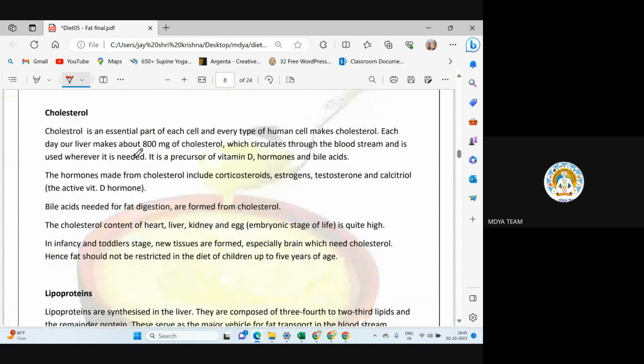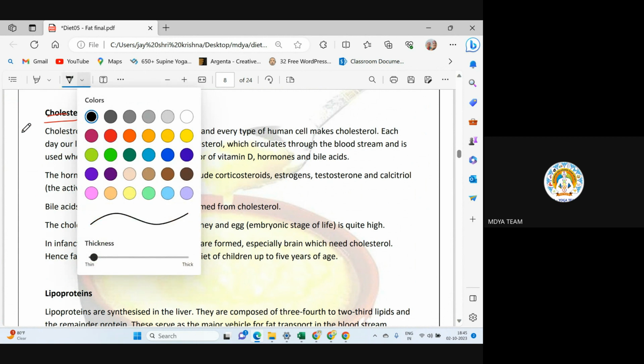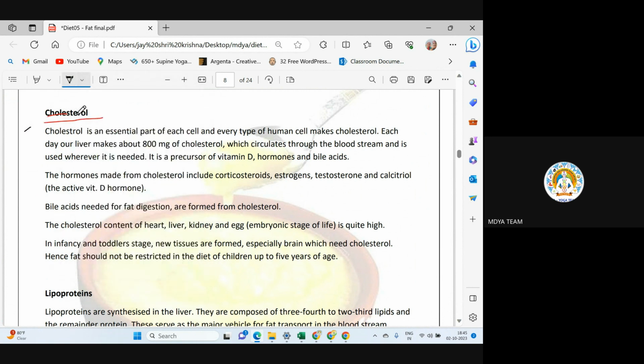Okay, next is cholesterol. We have all heard of cholesterol, and it is always taken in a very bad sense, but it is not like that. Cholesterol is also a type of fat, just like phospholipid and triglyceride, and it is very, very important for our survival. Cholesterol is an essential part of each cell, and every human cell makes cholesterol. Each cell needs this cholesterol.